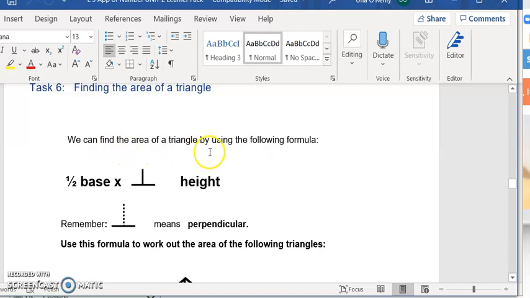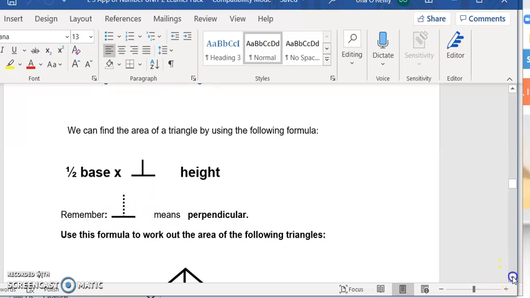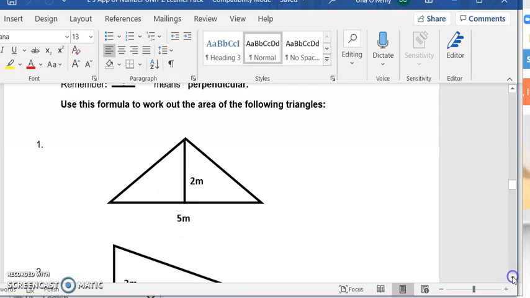So we can find the area of a triangle by using this formula. Half the base multiplied by the perpendicular height. Okay, so here's our perpendicular coming in, telling us that's what that means. And we're going to use that formula to work out the area of the following triangles.